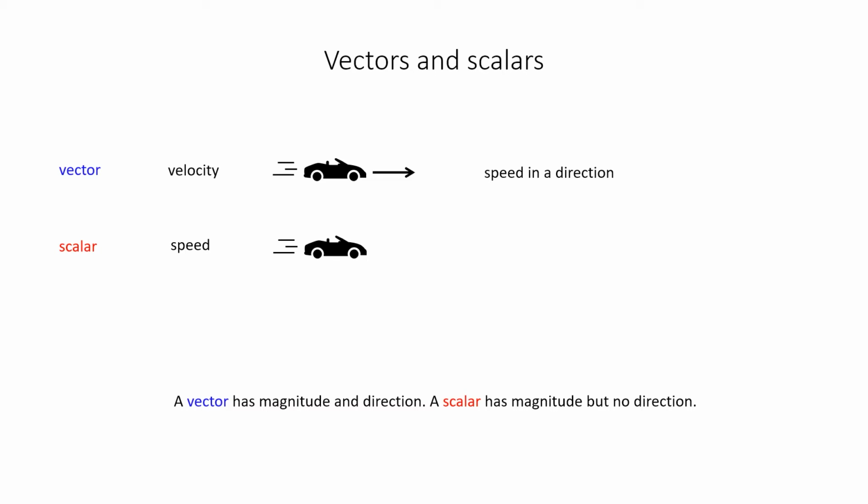So if I say I'm going 5 miles an hour, that's a speed. If I'm going 5 miles an hour to the east, that's a velocity. That's a vector.